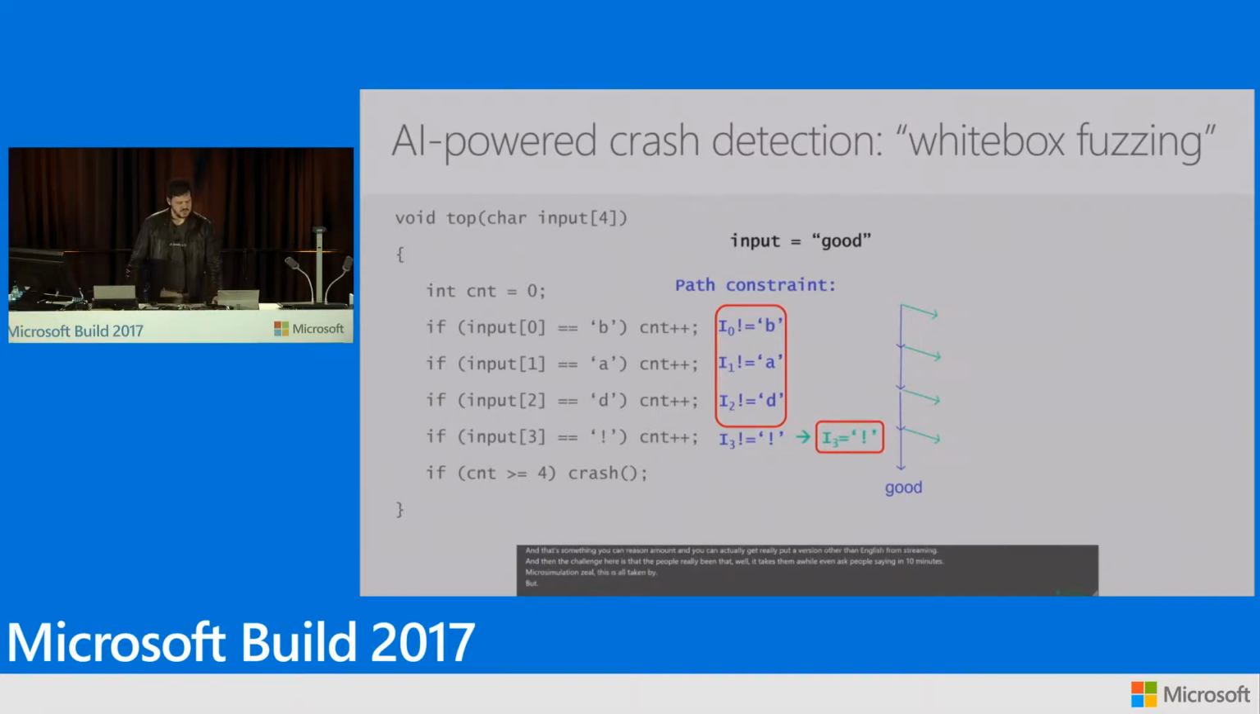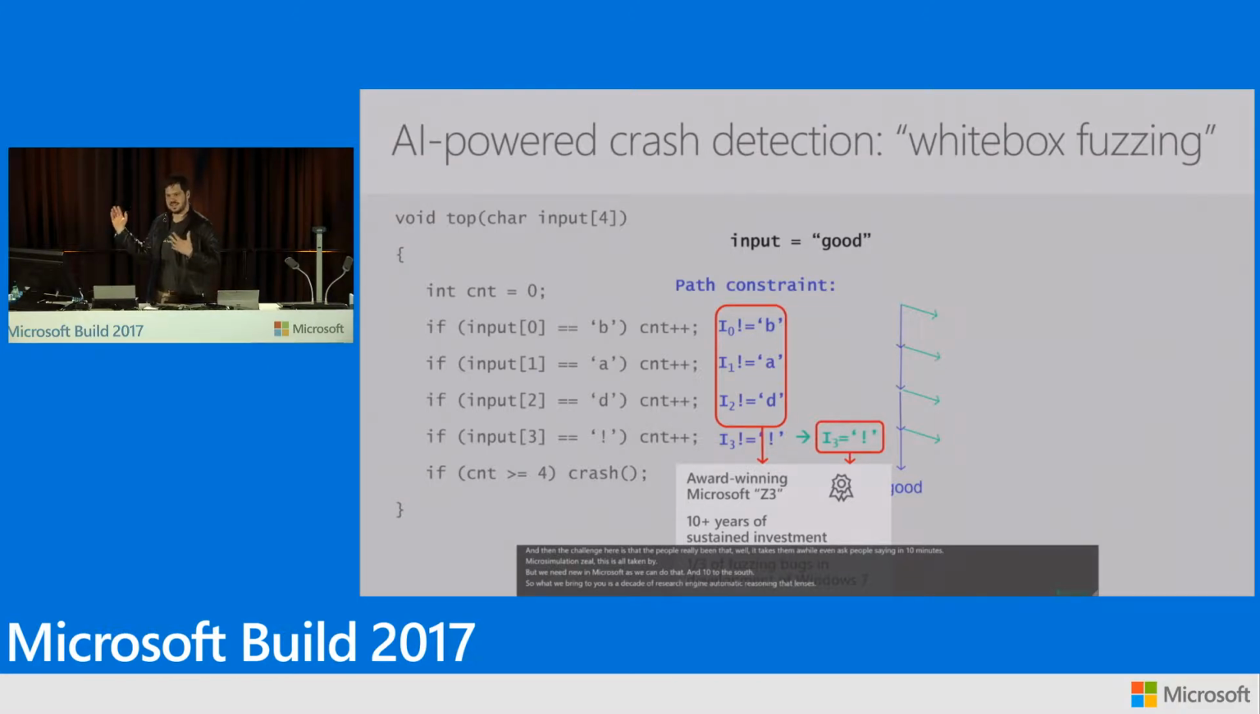What we can do at Microsoft is we can do that in 1/10 of a second. So what we bring to you is a decade of research into automatic reasoning that lets us make that kind of decision in 1/10 of a second. Plus, we have the ability to do a complete time travel trace of your program to support this.